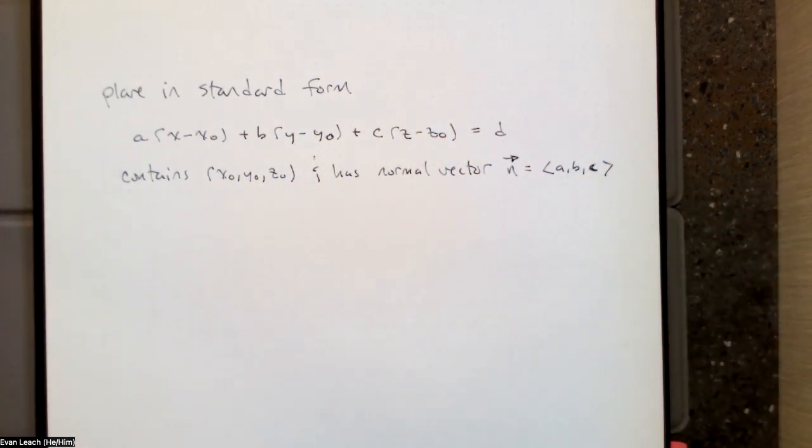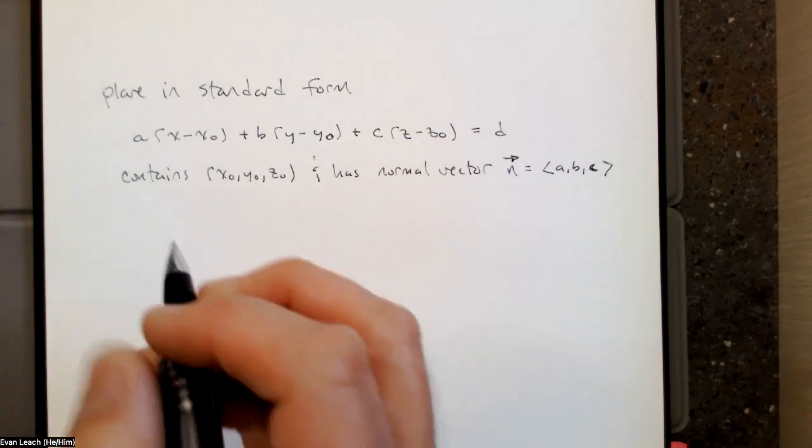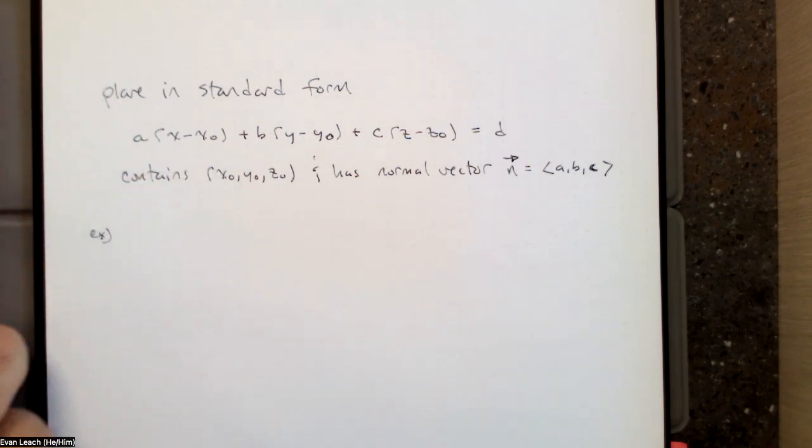When we look at the equation of a plane in standard form, we see it contains the point x naught, y naught, z naught, and the coefficients of x, y, and z will be the components of a vector normal to the plane. Let's write down a plane, the standard form of a plane.